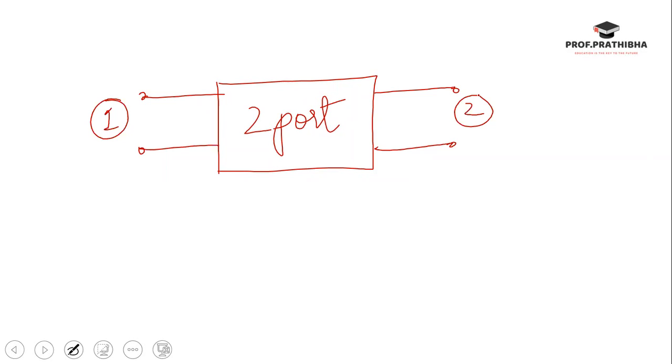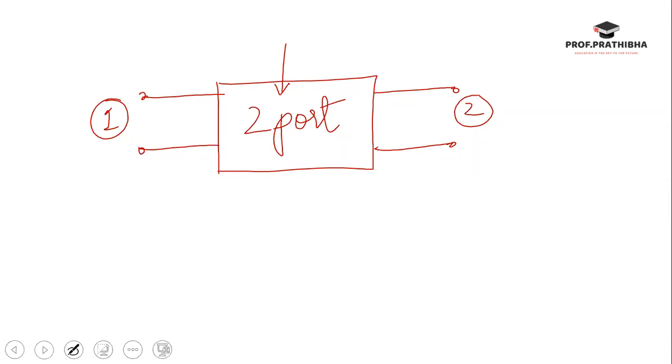Excitation is what input you're giving, and response is what output you're getting. Just like I'm teaching you, and what is your response is your output. And whatever we get here, we can say it is nothing but the function, what kind of function we are going to get.